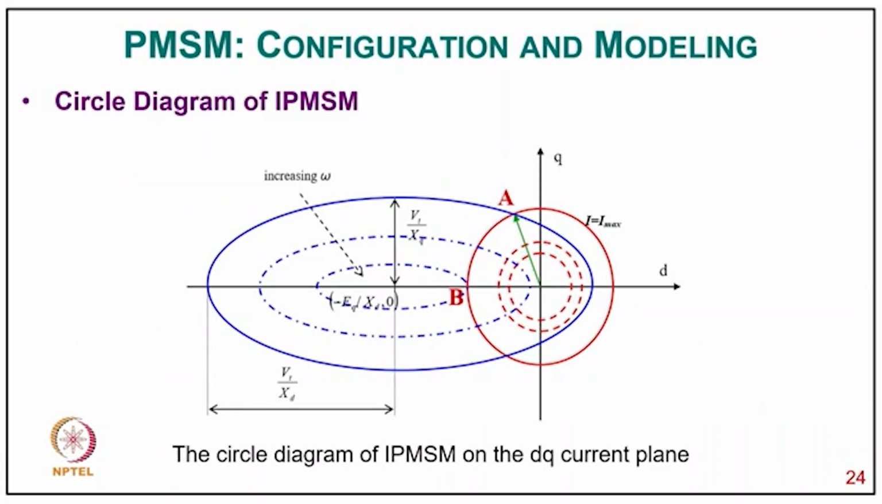As you can see here, with increasing speed it shrinks to the point, shown with the notation of increasing omega. So the circle diagram of the IPSM on the DQ axis is shown here.